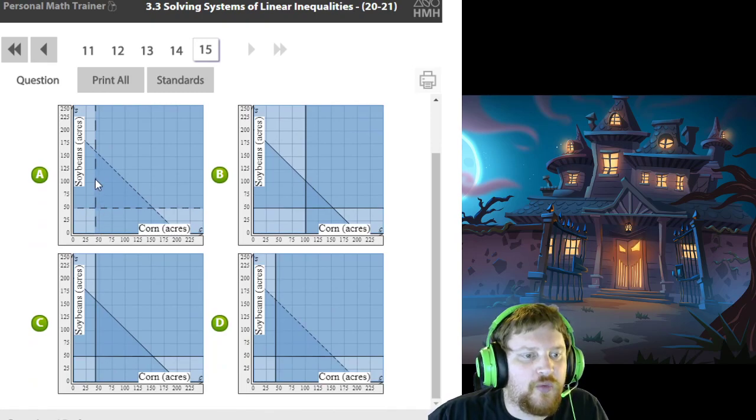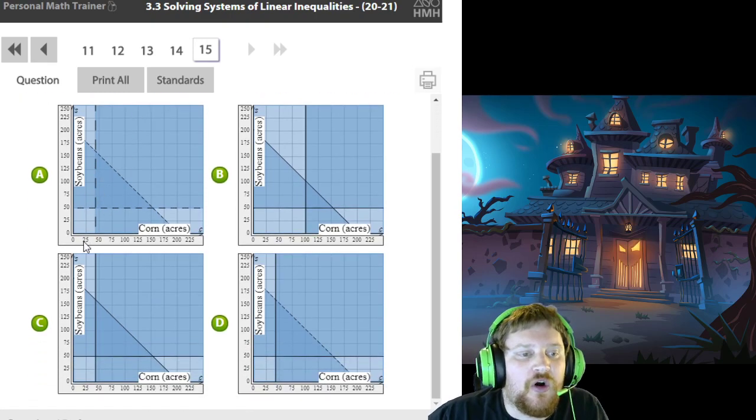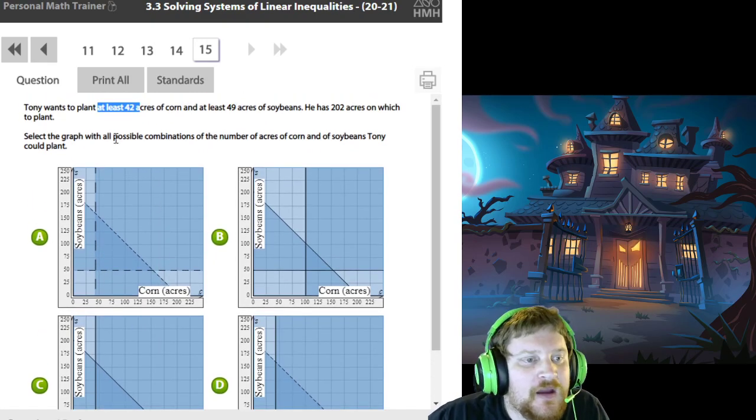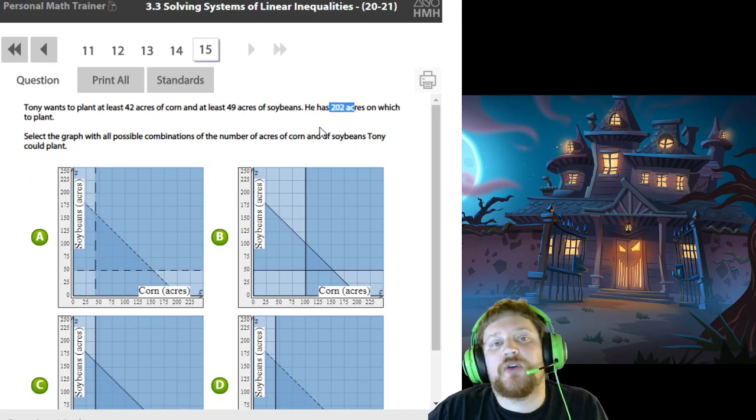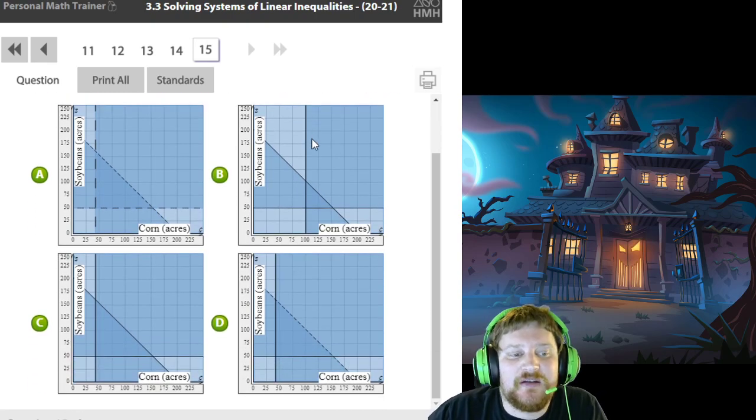So here for the corn, we know this is incorrect because even though he wanted 42 acres, which is possibly where this line is, he wanted at least. At least means it could be equal to. So all of these lines should be solid, and they are on everything but A, so it's not A. And he has 202 acres. Well, if he only has 202 acres, he can't plant more than that, but he could plant exactly that.